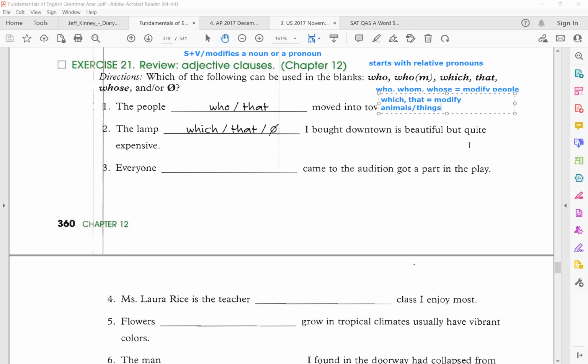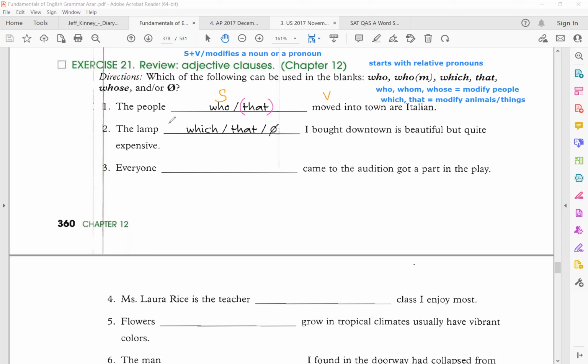Okay, so let's take a look at this example. The people who moved into town are Italian, or the people that moved into town are Italian. For this textbook, who and that can both be used for people. But if you're taking the SAT or writing academic English, make sure that you only use who for people. Okay, and we know that who is the subject because who moved.